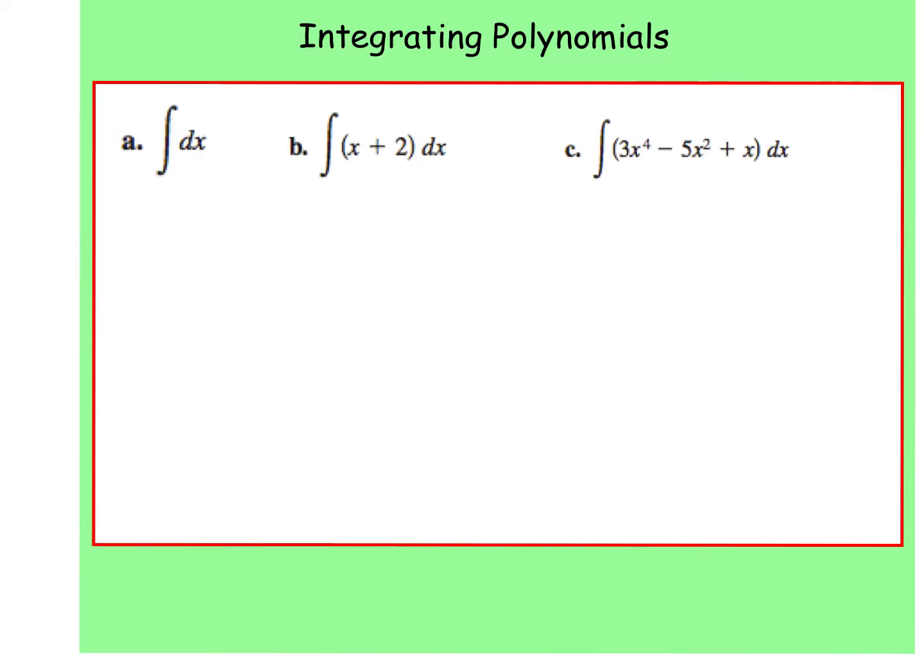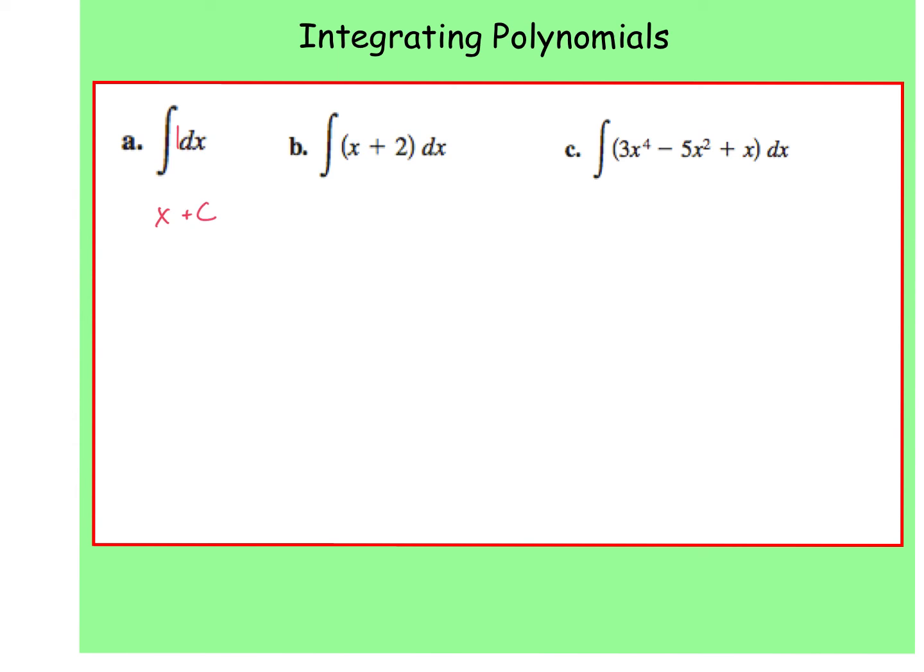So here we go. I have the integral of dx. What's there but it's not shown? A 1. So it's basically, what did I take a derivative of to get 1? X. So it'd be x plus c. All right, very good.